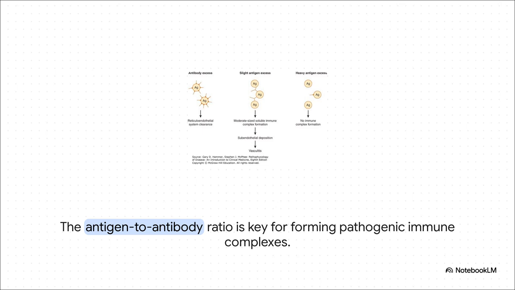If you have way too much antibody or way too much antigen, the immune complexes that form are cleared out pretty easily. But in that middle zone, with just a slight excess of antigen, you form these perfect, medium-sized complexes. They're too big to stay dissolved, but too small to be cleared out efficiently, so they get stuck in blood vessel walls, they activate complement, and boom, you get vasculitis.